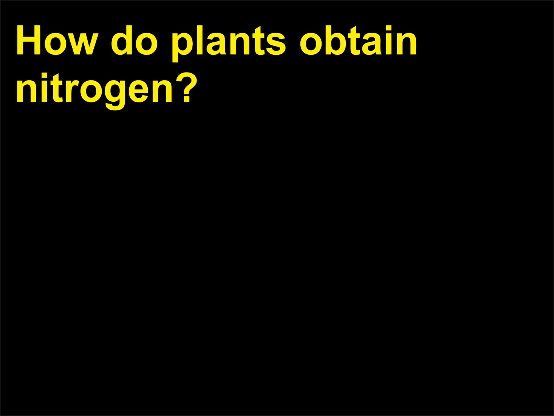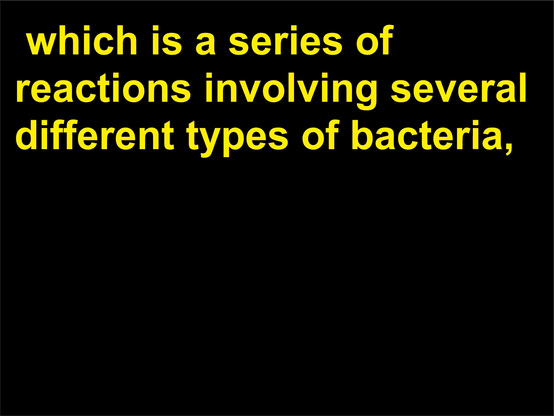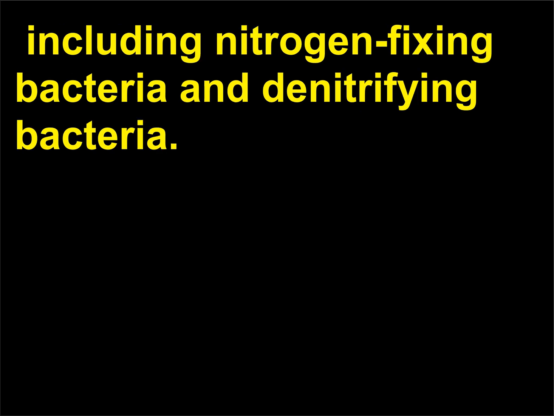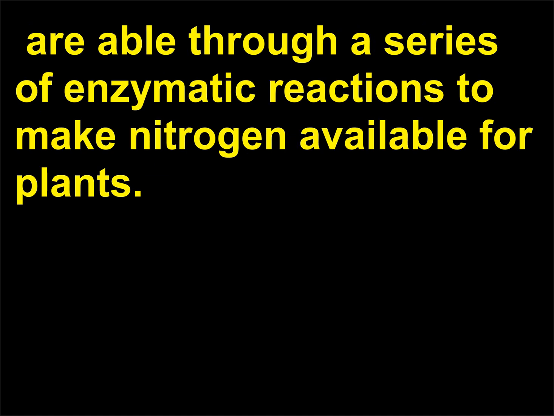How do plants obtain nitrogen? The primary way that plants obtain nitrogen compounds is via the nitrogen cycle, which is a series of reactions involving several different types of bacteria, including nitrogen-fixing bacteria and denitrifying bacteria. During nitrogen fixation, symbiotic bacteria, which live in association with the roots of legumes, are able through a series of enzymatic reactions to make nitrogen available for plants.